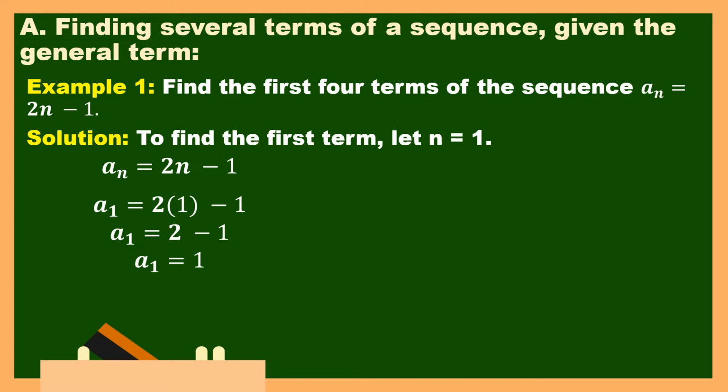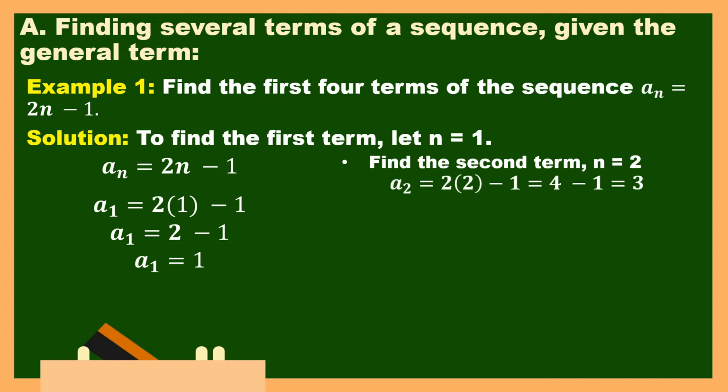At para naman mahanap ang second term, papalitan natin si n ng 2 kasi nga second term. So magiging a sub 2 equals 2 times 2 minus 1. Then simplify. A sub 2 is equal to 4 minus 1. Saan ba galing si 4? Siyempre, ito yung result ni 2 times 2. Ngayon, let us subtract. 4 minus 1 is equal to 3. Ang value ng ating second term ay 3.